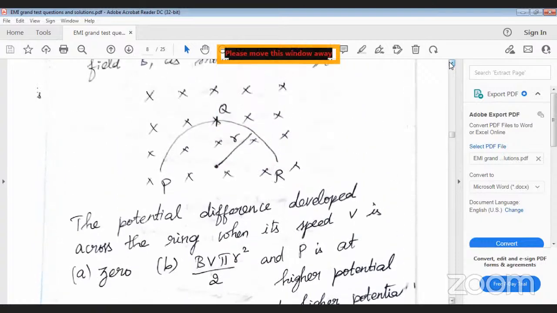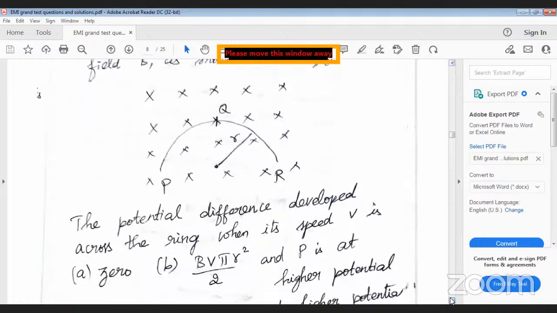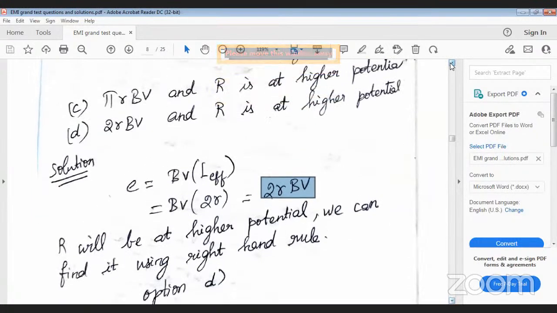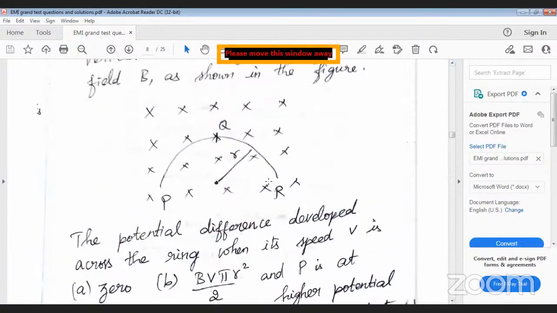One more thing you need to find out from the question: we have found the induced EMF value, that is 2RBV. Option D mentions that R is at higher potential, and the induced EMF 2RBV is only there in option D, so you can straight away choose this answer. But you need to know why R is at higher potential.